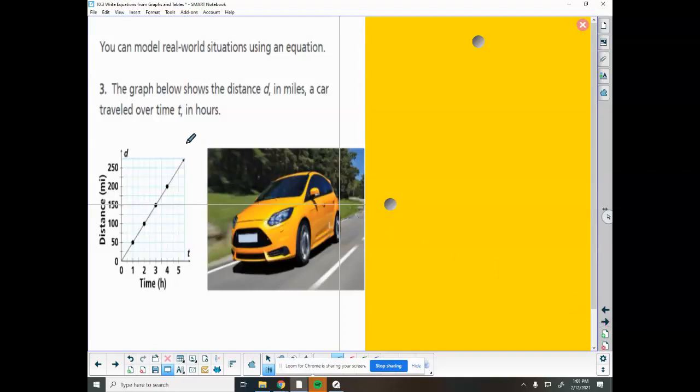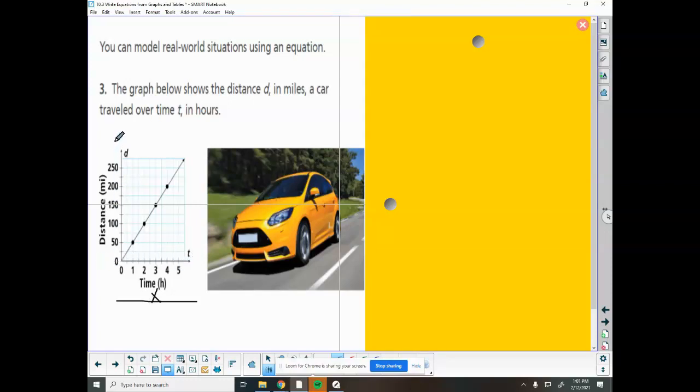Task 3 tells us that we can model real-world situations using an equation. The graph below shows the distance d in miles a car traveled over time in hours. So remember, the one going across is our x. They're using t for time or hours, but it's our x variable. This is our independent one. This is what they get to choose, how much time they spent in the car.